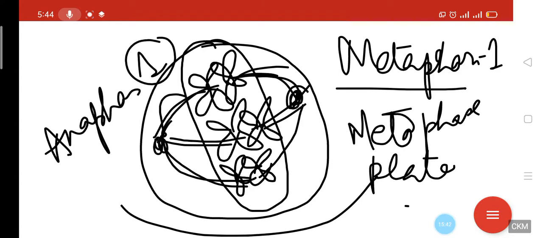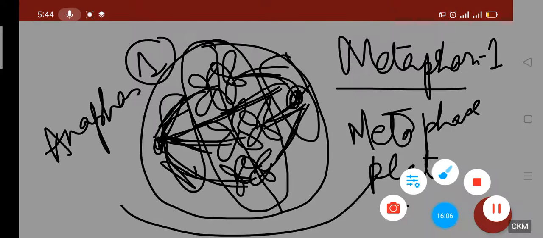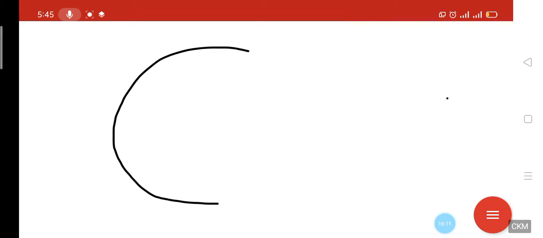Anaphase 1. In Anaphase 1, what will happen? Each kinetochore spindle fiber will become shorter and they are going to pull one chromosome toward each pole. When the kinetochore fibers become shorter and shorter, they pull the chromosomes toward themselves, and the non-kinetochore fibers will start elongating.